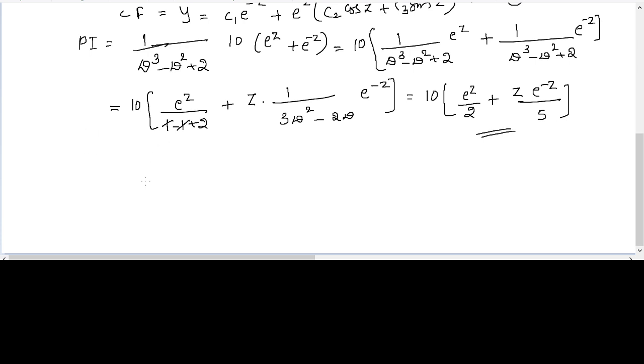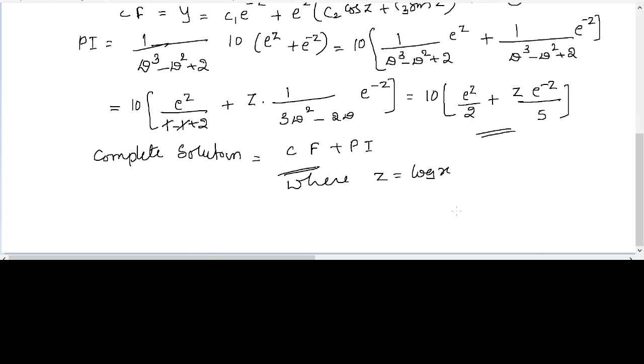Once we get PI, as usual, to get the complete solution, add PI to the complementary function. So we write the complete solution is equal to complementary function plus particular integral. After writing that, we need to mention where z is equal to log x.